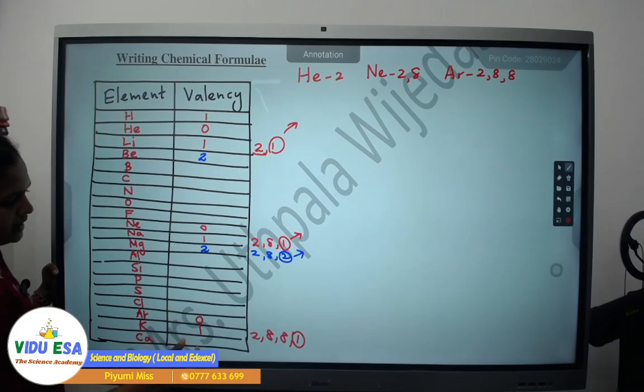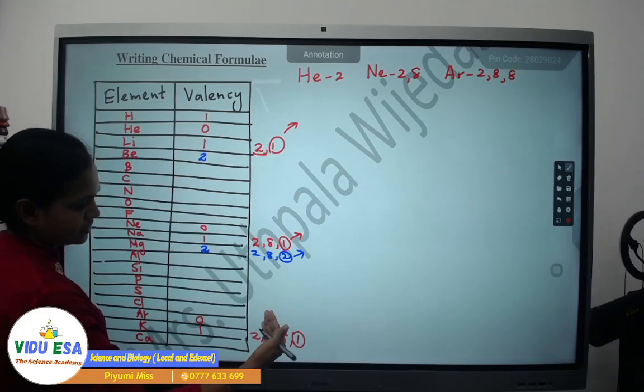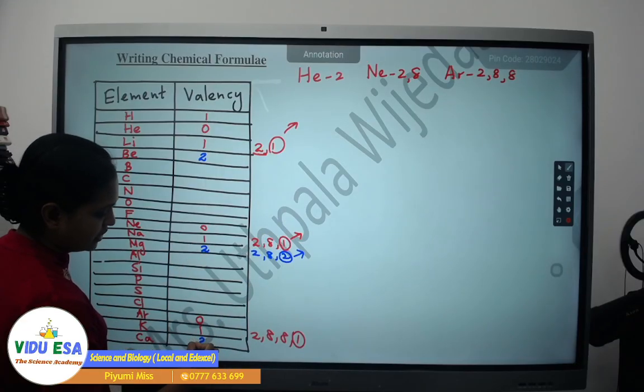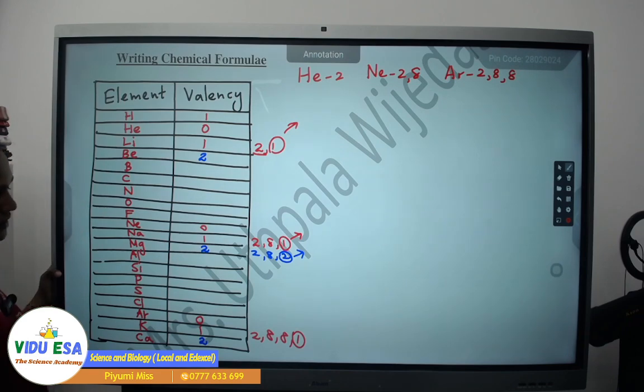Okay. Then calcium 2,8,8,2. So the 2 electrons in the outermost energy level can be removed to become stable like argon. Therefore, calcium has got valency 2. Right?